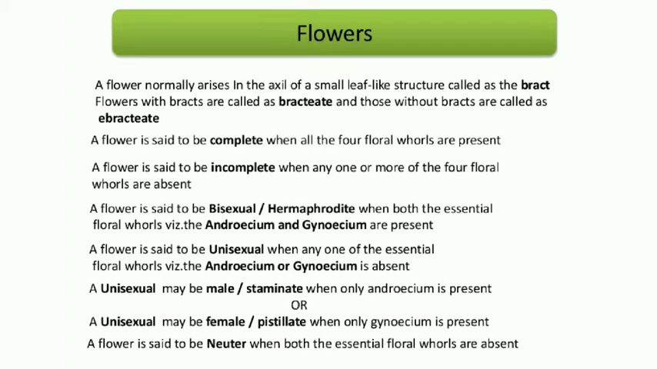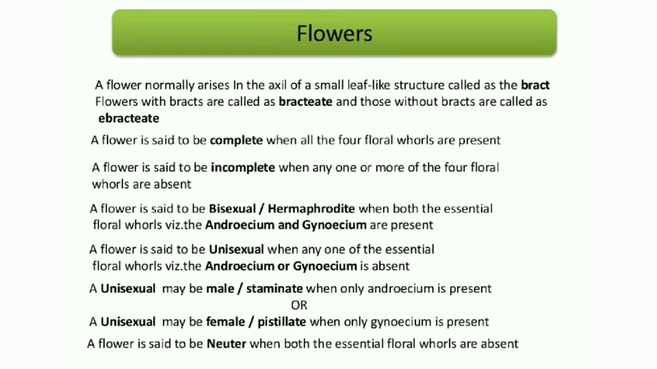Another way of classification: flower may be bisexual or unisexual. A flower is said to be bisexual or hermaphrodite when both essential whorls, androecium and gynoecium, are present. Means when both male and female sex organs are present, the flower is called bisexual, right. If only one of them is present, it is called unisexual, meaning the flower contains only male or only female parts. A unisexual flower may be female or pistillate, or male or staminate when only androecium is present. Calyx, corolla, androecium, then the flower is called staminate or male.